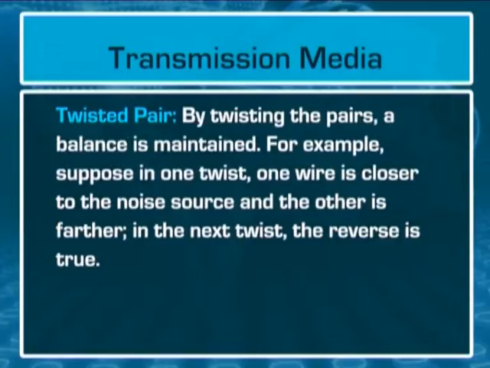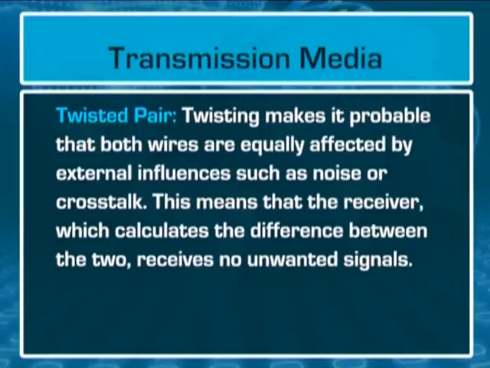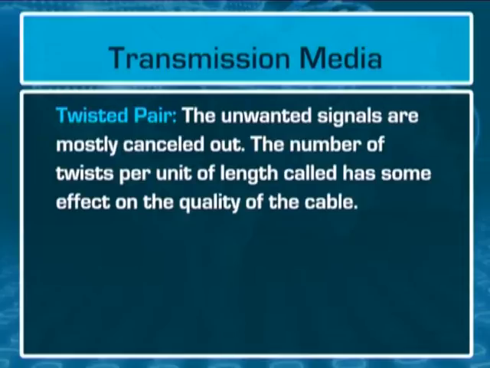By twisting the pairs, a balance is maintained. For example, suppose in one twist, one wire is closer to the noise source and the other is farther. In the next twist, the reverse is true. Twisting makes it probable that both wires are equally affected by external influences such as noise or crosstalk. This means that the receiver, which calculates the difference between the two, receives no unwanted signals. The unwanted signals are mostly cancelled out. The number of twists per unit of length has some effect on the quality of the cable.